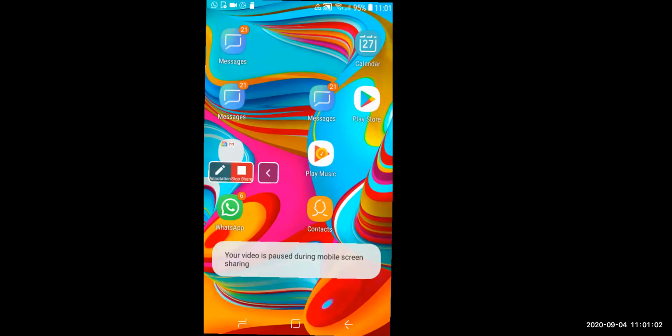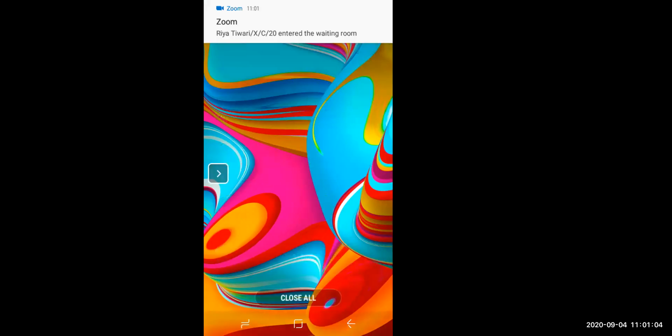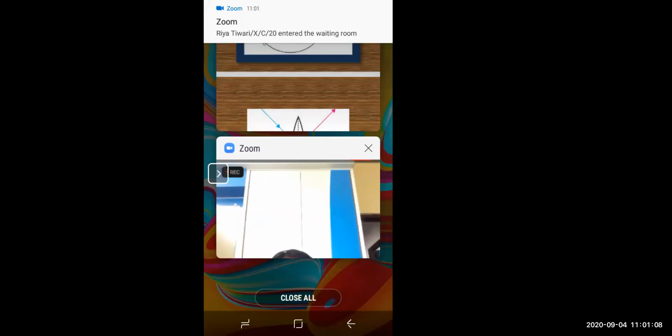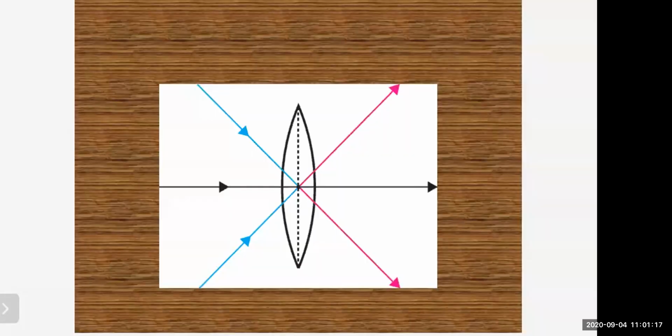Now I'll show you one diagram in my PPT, students. So it will be much more clear how it looks like exactly, the concave and convex lens. And what it shows is a ray of light passing through a lens, right?